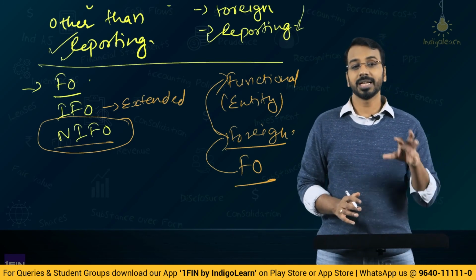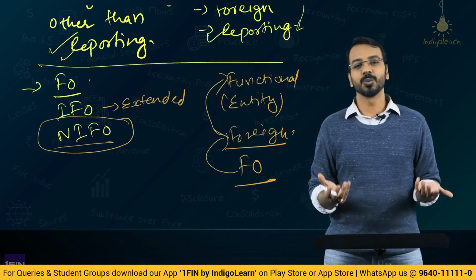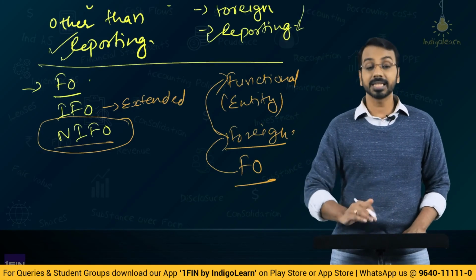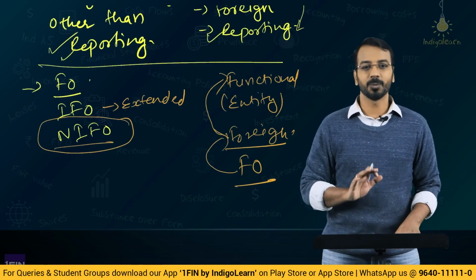If the foreign operation has a functional currency which is the same as the functional currency of the entity, then there is no need for translation. So, translation approaches are different under AS 11 and Ind AS 21.